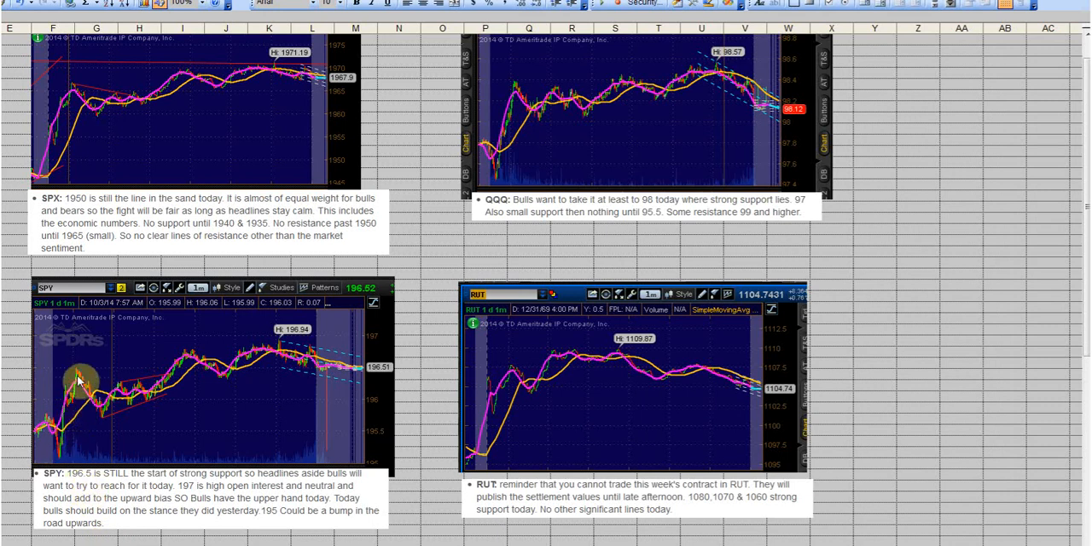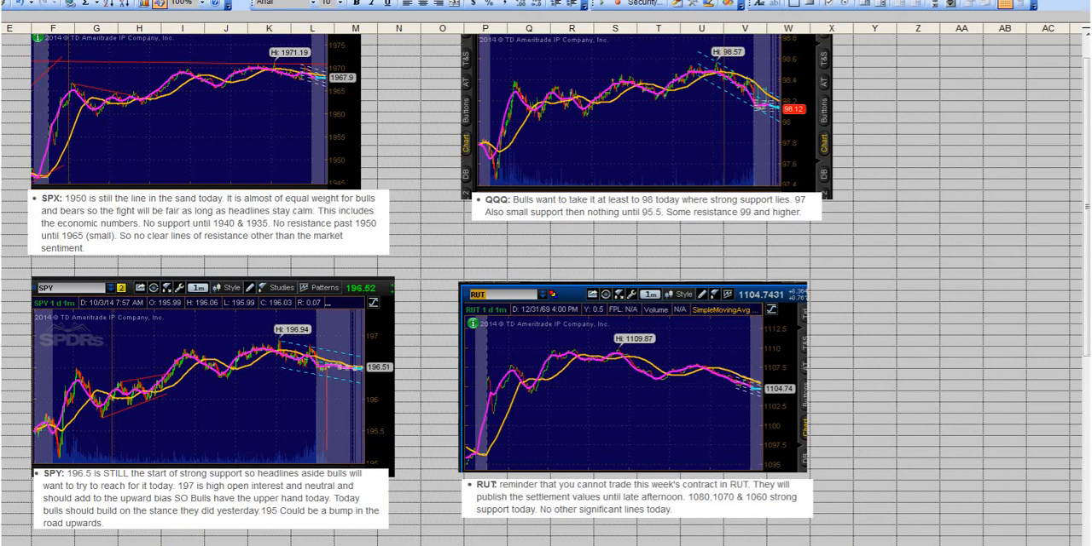And sure enough, the first stop was at 196.5, dead even. And then I said 197 is high open interest, neutral, so it should have the upward bias as well. So it should help the bulls have the upper hand for the day. And so I said they should build on the stance that they stood yesterday. Yesterday I said they only need to show a stance, and they sure did. They held their ground flat. And today they built on that flatness from yesterday. So yesterday they stood their ground. Today they bounced a little bit.